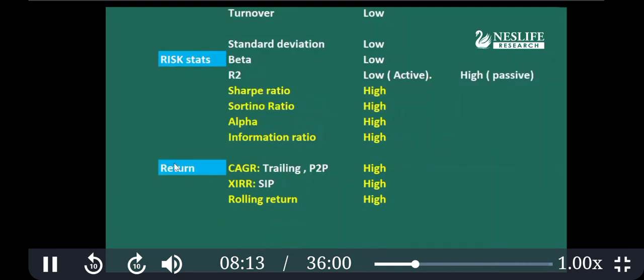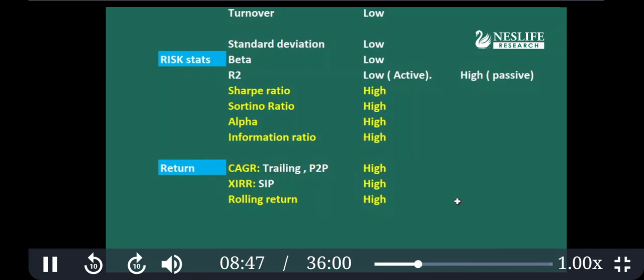We will make a separate video on return because this is very important. Under return, there are three types: CAGR, compound annual growth rate, XIRR, that is extended internal rate of return, and rolling return. Okay, under CAGR, there is trailing return and point-to-point return. Under XIRR, SIP return. If you check your mutual fund portfolio, you might see this XIRR return, and this should be high.